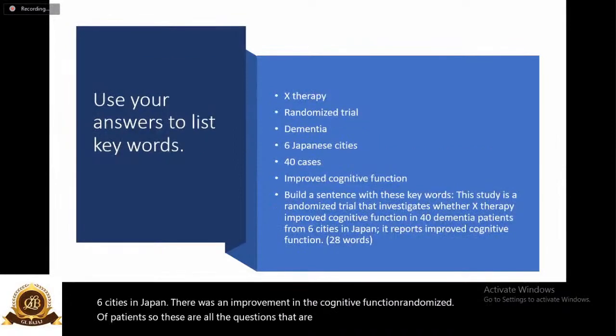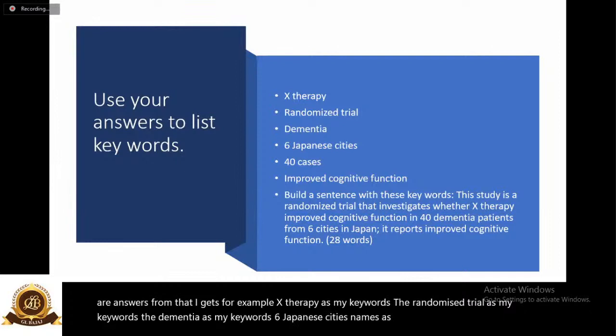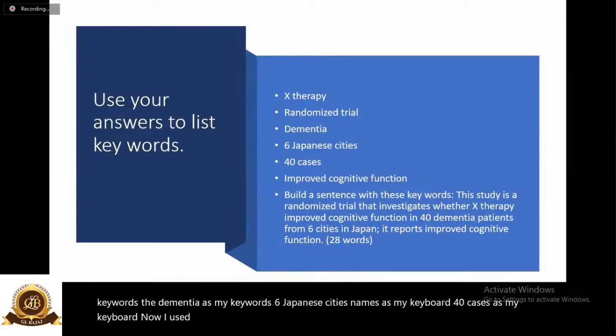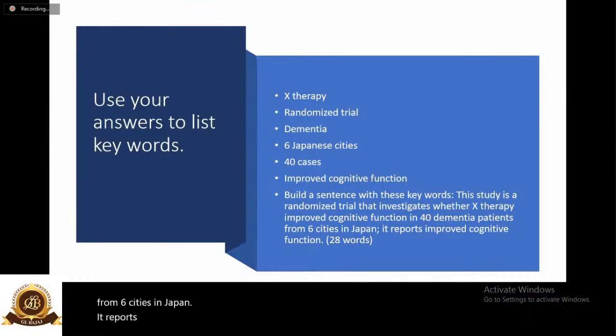Then when I get these answers, from that I get, for example, X therapy as my keyword, the randomized trial as my keyword, dementia as my keyword, the 6 Japanese cities' names as my keyword, 40 cases as my keyword. Now I use those keywords and I build a sentence. This study is a randomized trial that investigates whether X therapy improved cognitive function in 40 dementia patients from 6 cities in Japan. It reports improved cognitive function. So this is 28 words.